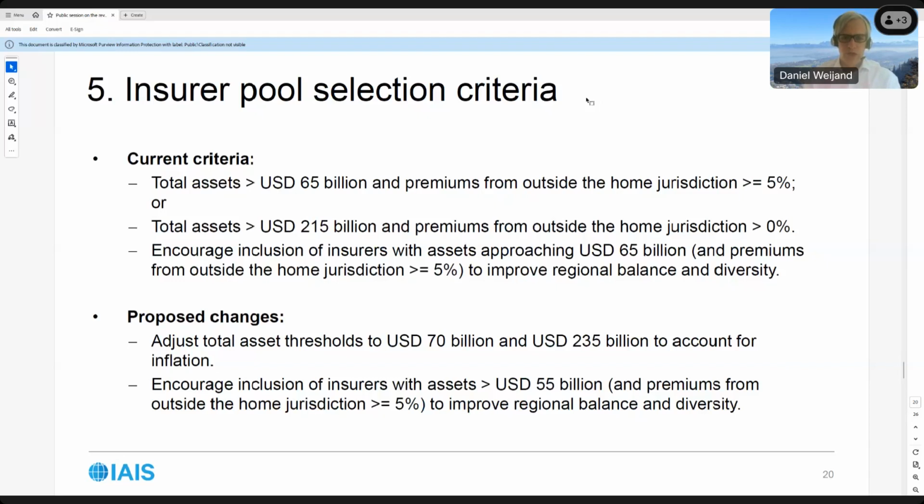We propose to change this to take account for inflation to 70 billion US dollars and 235 billion US dollars, and to further specify or clarify what we mean by the encouragement of inclusion of insurers that are approaching 65 billion. And we propose to have a threshold or a number saying that above 55 billion, they should be included to improve the regional balance and diversity.